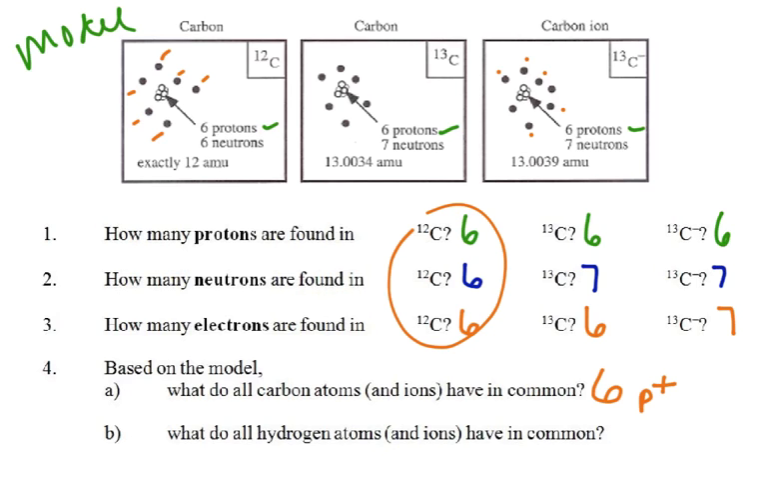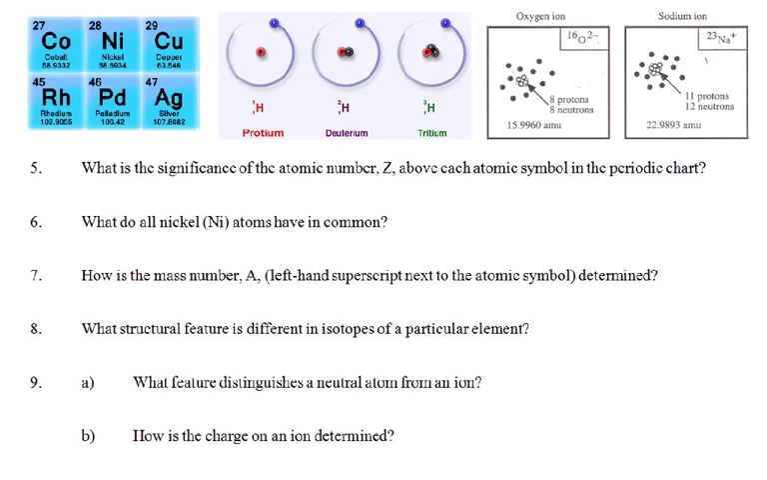Now, what do all hydrogen atoms have in common? There's another picture with hydrogens, and we see that they all have 1 proton. Next idea. What's the significance of the atomic number above each atomic symbol in the periodic chart? You have to get out a periodic chart. If we find carbon on the periodic table, the little number above there is 6. If we look at hydrogen, the little number above is 1. So what's the significance of the atomic number Z? That's the number of protons.